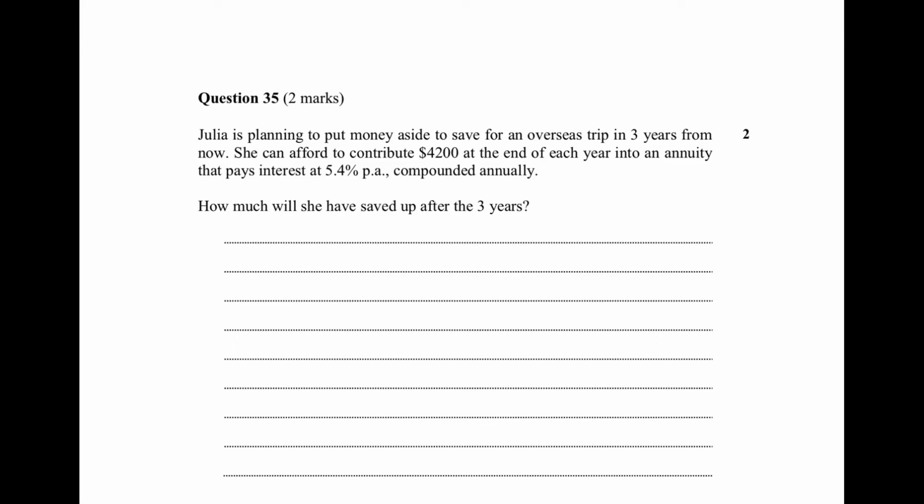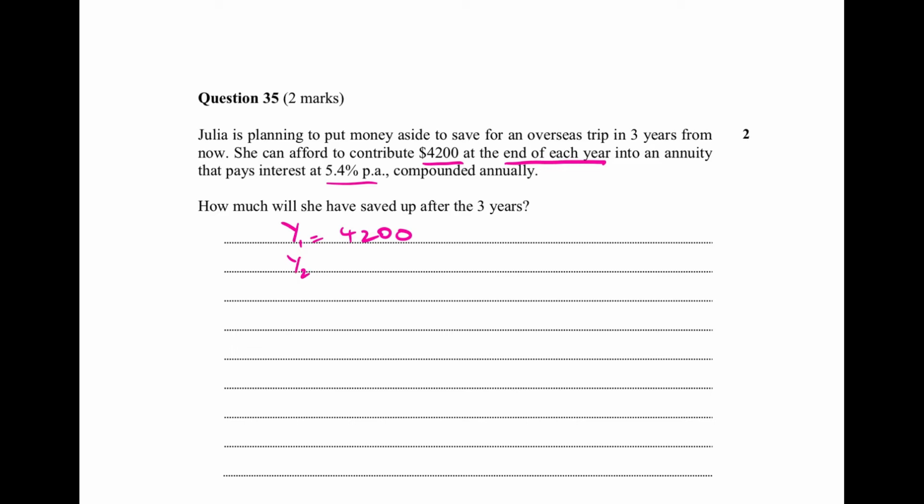Julie is planning to put money aside to save for an overseas trip in 3 years from now. She can afford to contribute $4,200 at the end of each year into an annuity that pays 5.4% per annum compounded annually. How much will she have saved after 3 years? Well, in year 1, she would have put in $4,200 at the end of the year. So she can't actually earn any interest on that because it will not go through a whole year of cycle. So at the end of the first year, she's got $4,200.